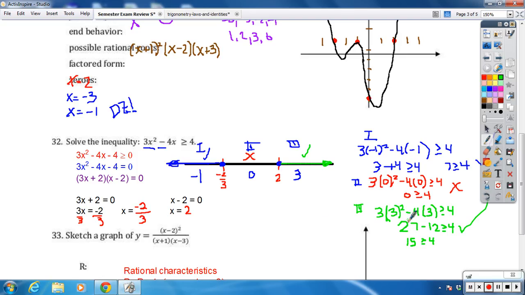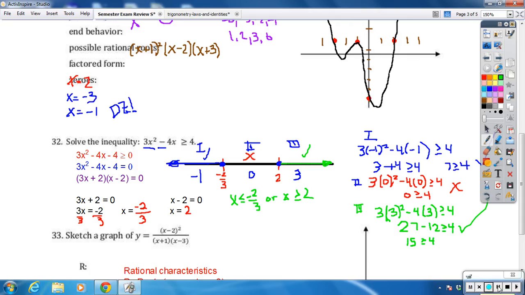There are two ways that we can write our solution. We can either write it as an inequality. We can say that x is less than or equal to negative 2/3, or x is greater than or equal to 2. Okay, so that's how you would write it as an inequality.